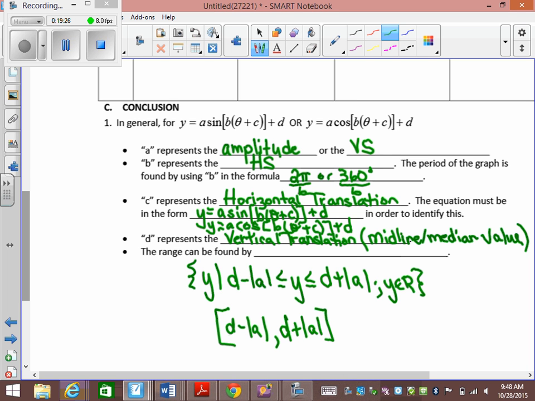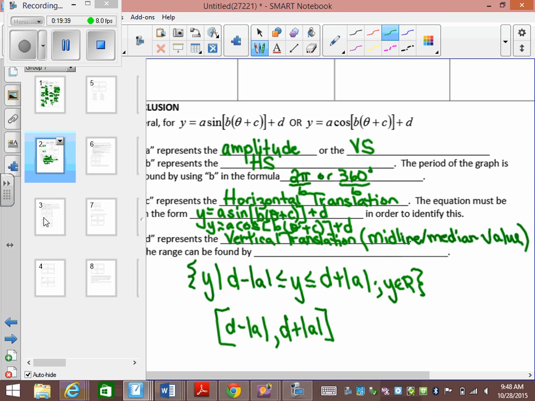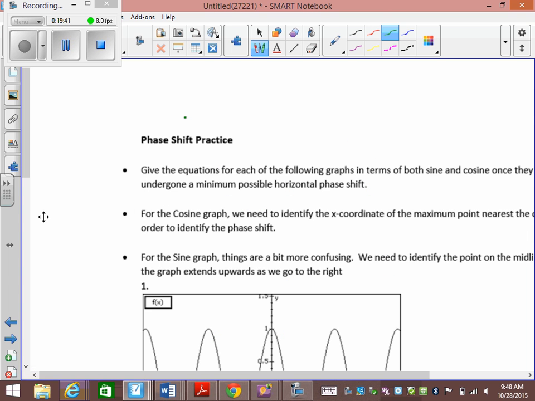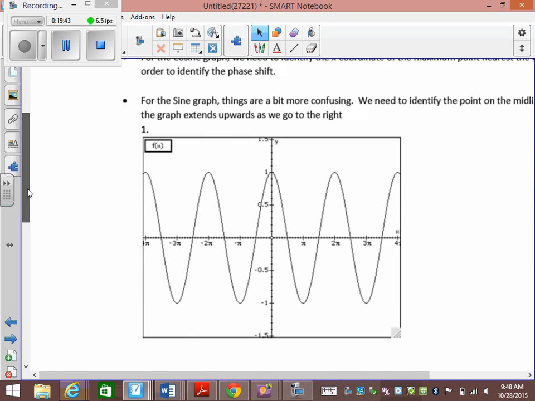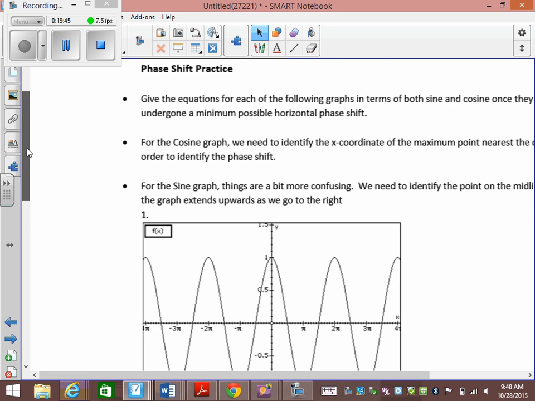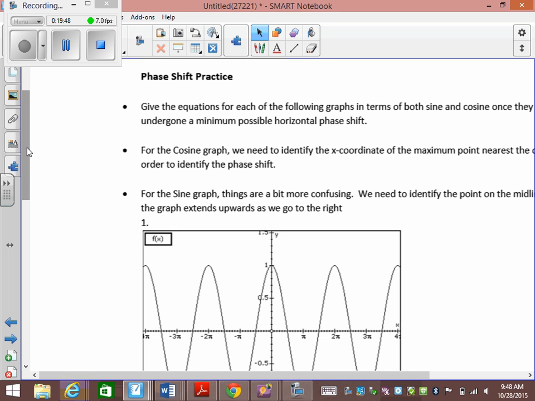When you're done that, flip over. This is where it gets fun. Super fun. Okay. If you pay attention, the phase shift is not hard to find. There's easy ways for us to figure it out.